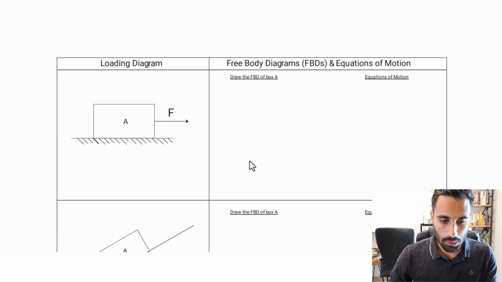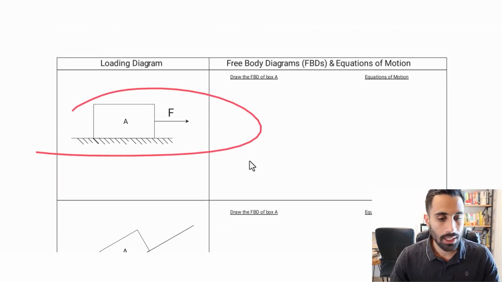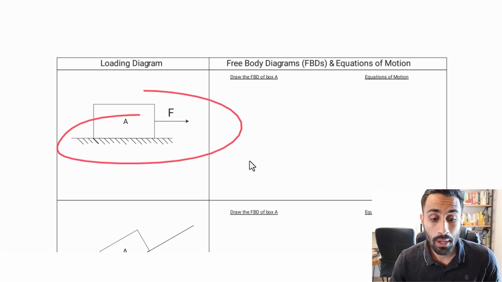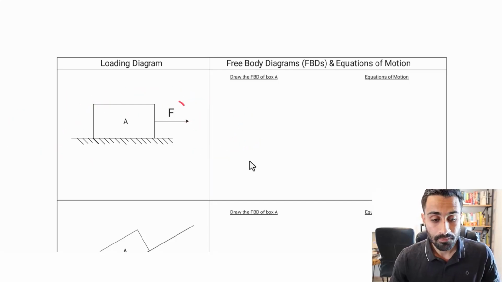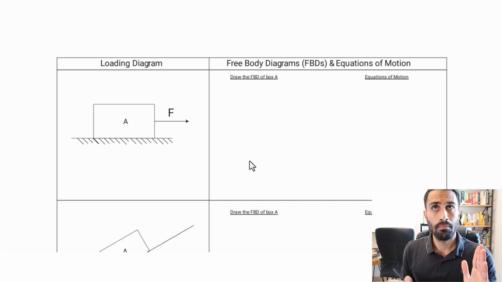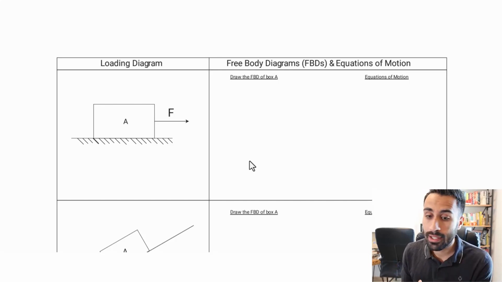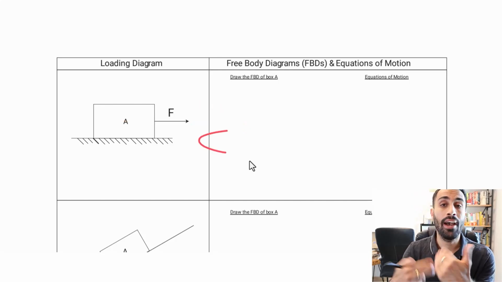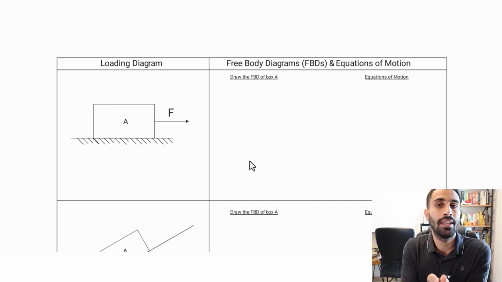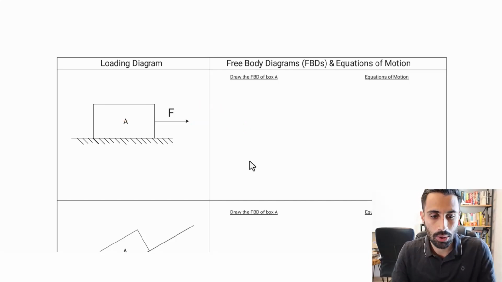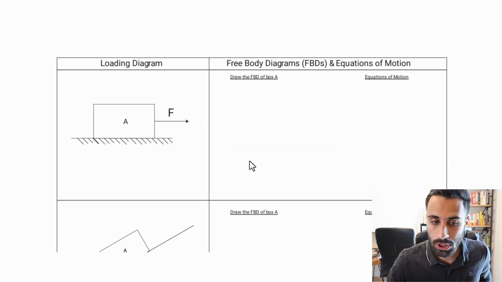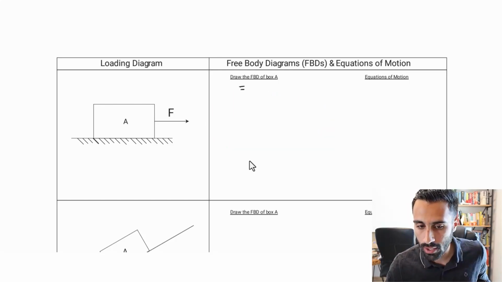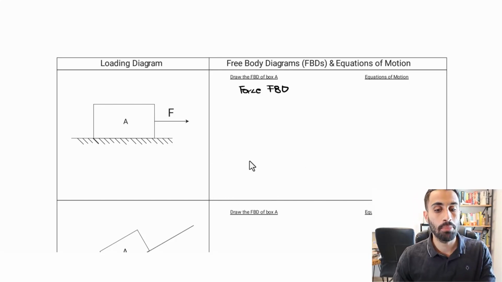Let's start with the first one. Looking at this one, we have this case, so it's a very basic case. They might test that, fundamental, where we have the force going to the right. Already I know there's motion. We're in dynamics, so it's going to go to the right. So what we'll do is account for that through something we call the kinetic free body diagram. Let's start here with the force free body diagram on top. I'll label that first. Force free body diagram. And below that, we'll draw the kinetic free body diagram.